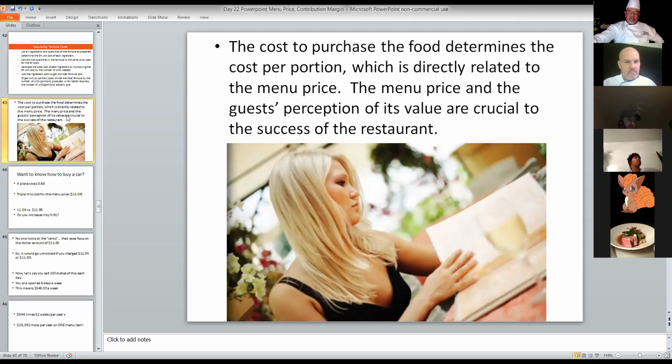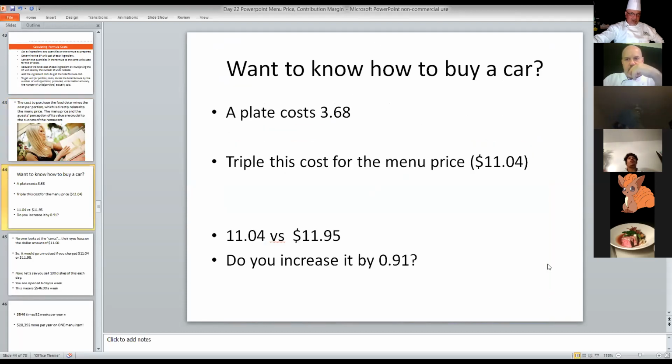The cost to purchase the food determines the cost per portion, which is directly related to the menu price. The menu price and the guest perception of value are crucial to the success of the restaurant. For example, plate cost $3.68. Triple this for the menu price, $11.04. Just like Miss Tia's chicken wings, right? $11. And the food cost was about 33%.